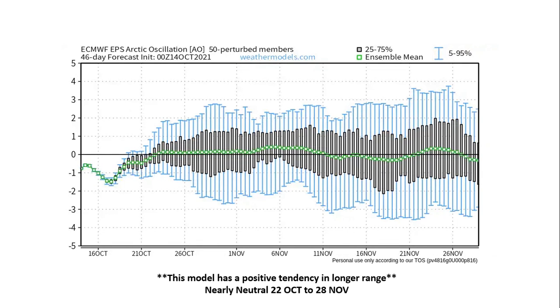European EPS AO 50 perturbed members. Now this one goes out much further. This is the 46-day forecast. And again, as a reminder, this model has a tendency to be more positive in the longer range, I've noticed. In general, we start off with a negative AO on this model, transitioning to near neutral conditions around the 22nd of October. And generally, it stays close to that green line, fairly close to the zero line, that neutral territory, all the way out through the 28th of November, end of November.